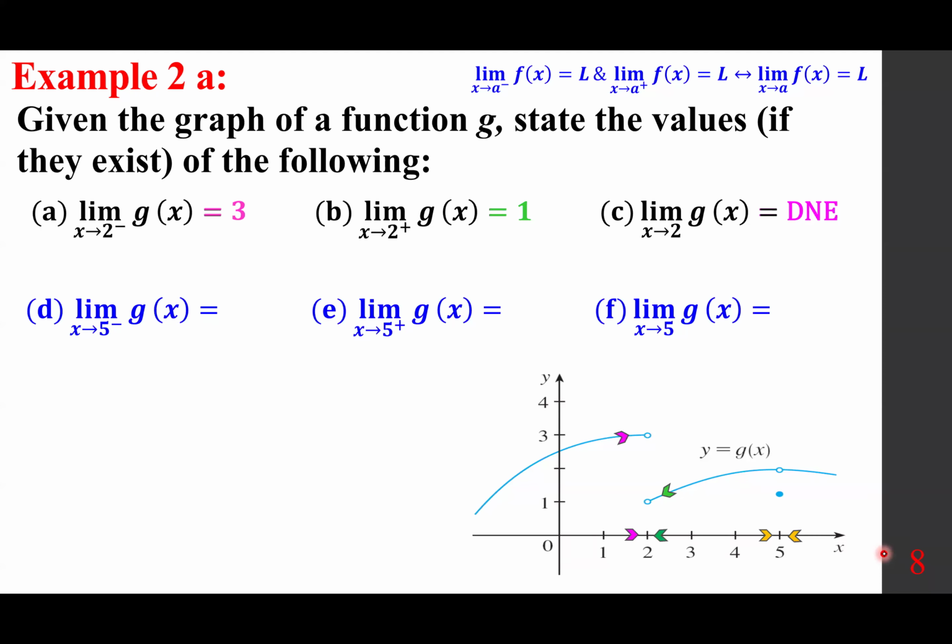As we approach 5 from the left, we are going this way. From the right, we are going that way, and both are taking us towards the hole. The hole has a y coordinate equal to 2. Therefore, because the left-sided and the right-sided limits are identical, the limit of g of x as x approaches 5 exists, and it's equal to 2.